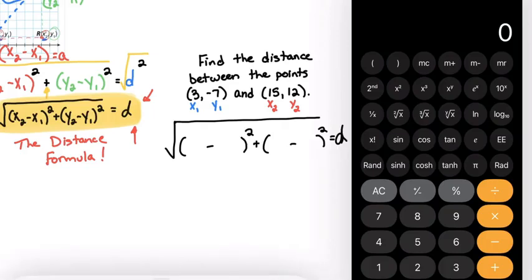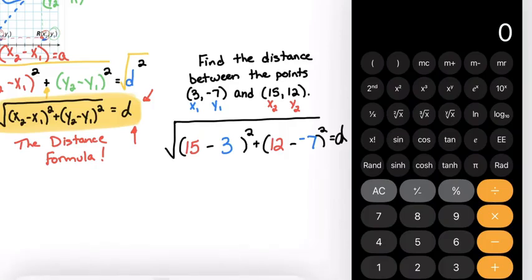The x1 was 3, so I'm going to put that in the distance formula where x1 goes. And the y1 was -7, so let's put that right there. So the x1 and y1 have been substituted into the formula where they go. Then I'm going to do the same thing with the x2 and y2. The x2 was 15. There's its spot in the distance formula. And the y2 is 12. There's its spot. I can put this in the calculator exactly like that, and the calculator will give me the correct answer.